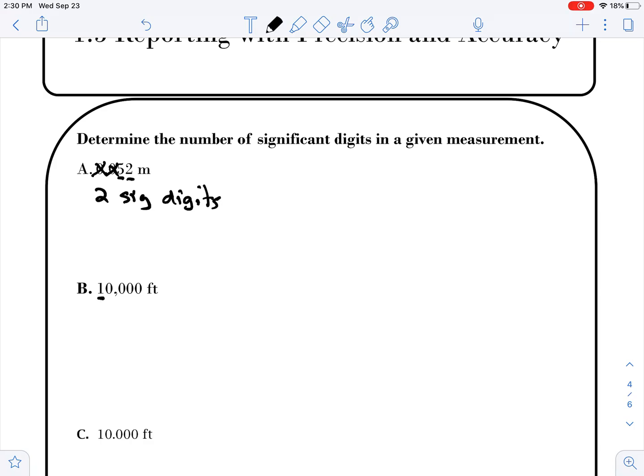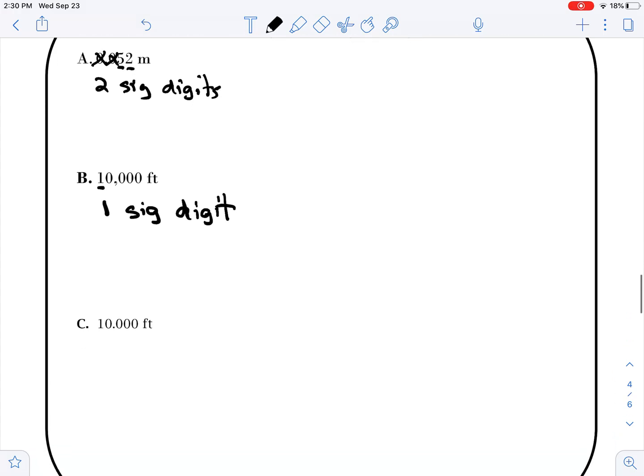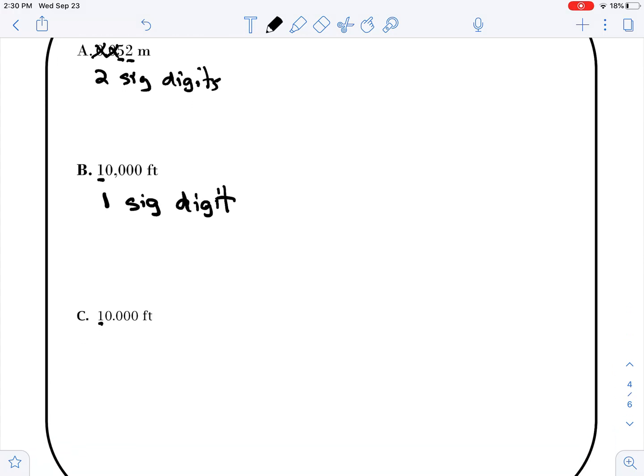Here you count the non-zero. There's no decimal point, they're all to the right, so that would be 1 significant digit. Last one, you have it here, and then it's to the right of the decimal point, so we count these ones. 1, 2, 3. Well, this one's between, so you count this one. So that's 5 significant digits.